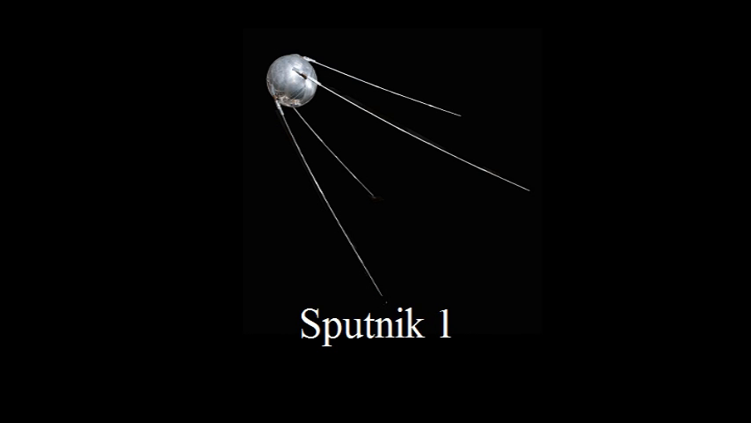Sputnik 1, the very first object placed in Earth orbit by human beings. It was put in orbit by the Soviet Union in 1957.